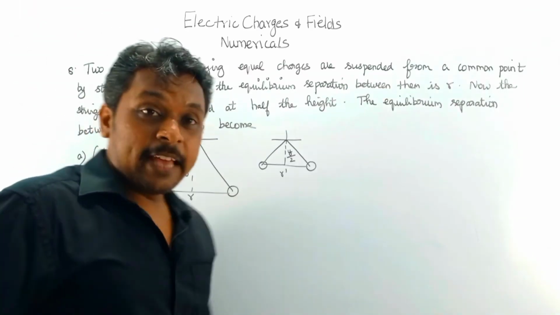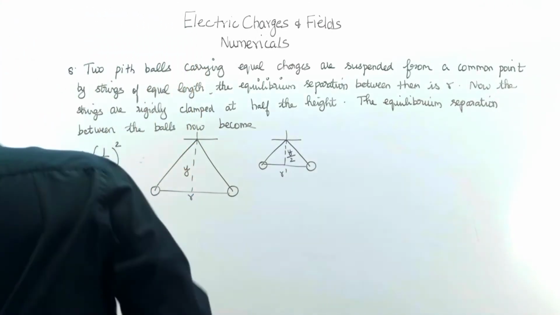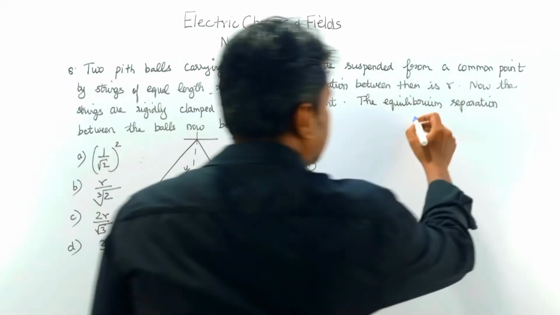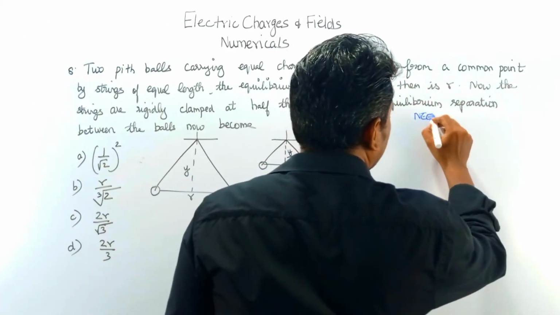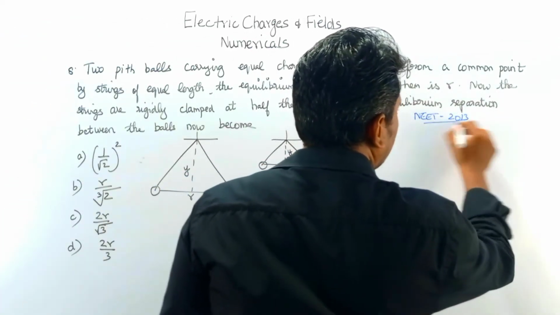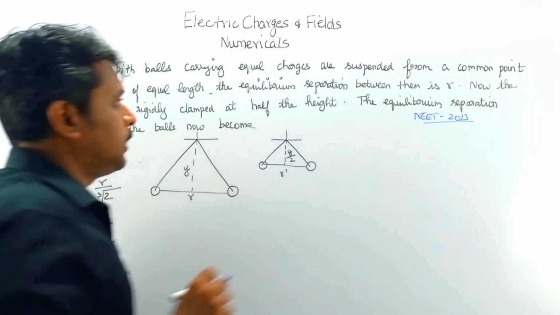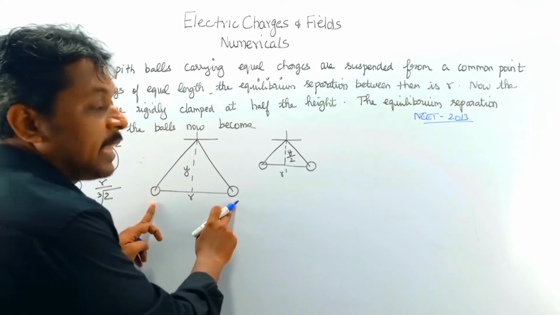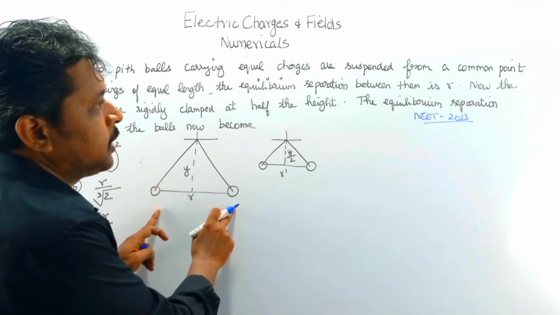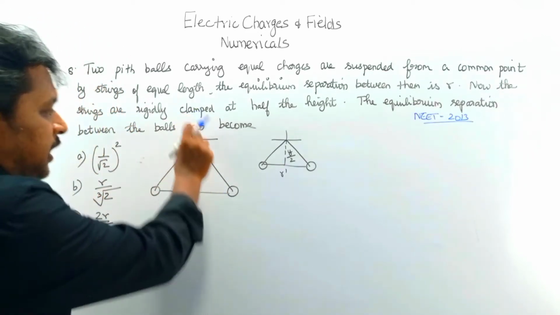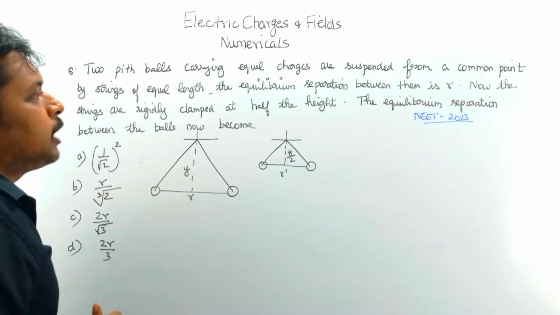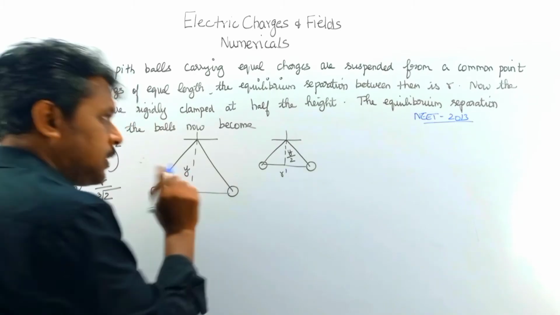Okay, here we have the eighth problem. This problem was asked in 2013. We have two pith balls carrying equal charges. They are suspended by strings from a common point. The equilibrium separation between them is r, as given here.